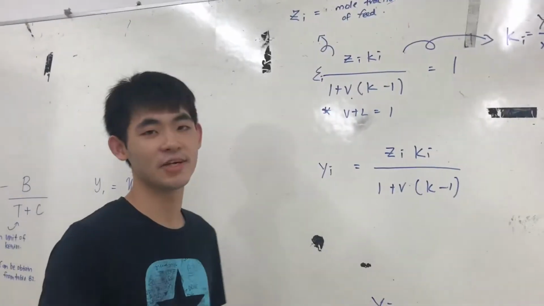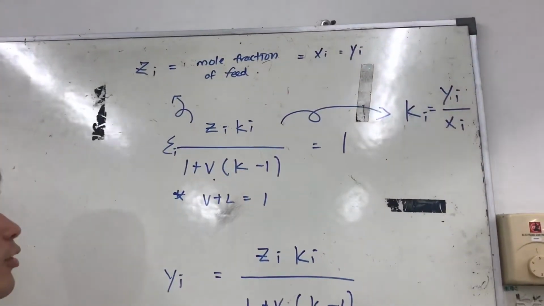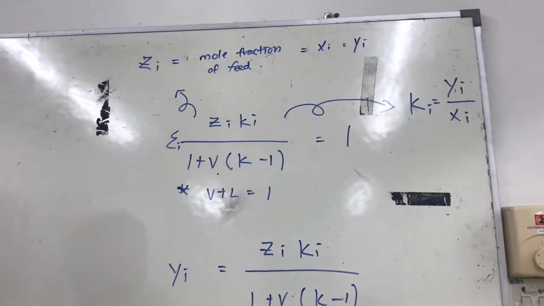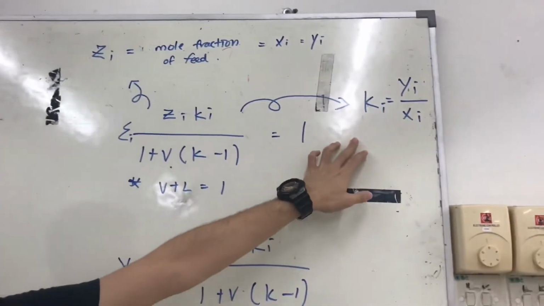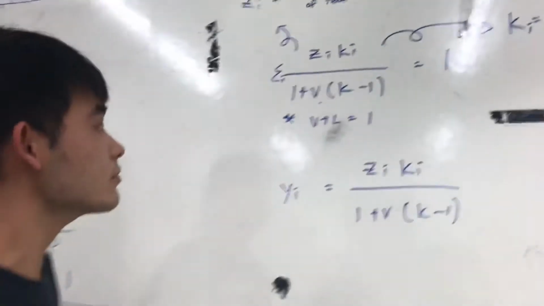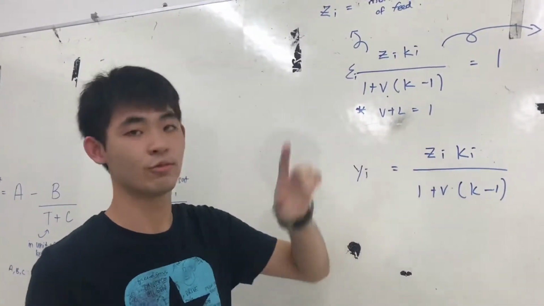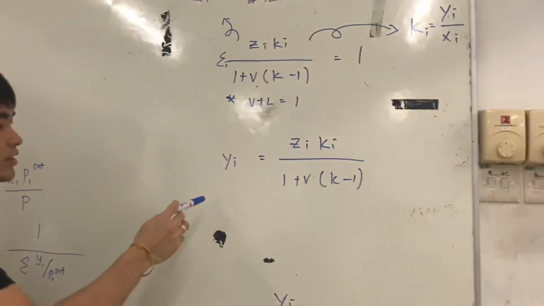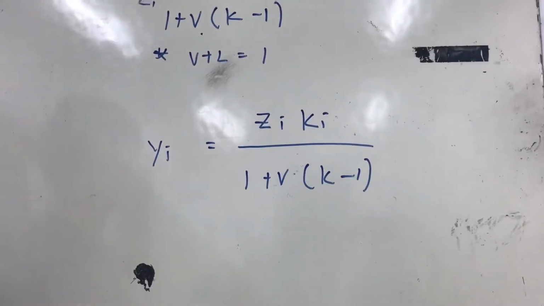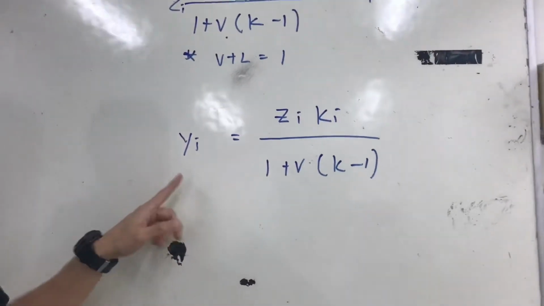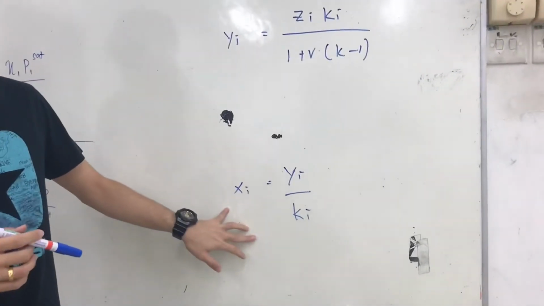So I'll explain the next step for the calculation. The next step is the summation of Zi Ki over 1 plus V bracket K minus 1. The value of Z is the mole fraction of the feed, and the value of Ki is Yi divided by Xi. And then we need to remember that the value of V plus L must be equal to 1. The next calculation step uses this formula: Yi equals Zi Ki over 1 plus V bracket K minus 1. This is for us to find the value of Yi. And the last step is Xi equals Yi over Ki.